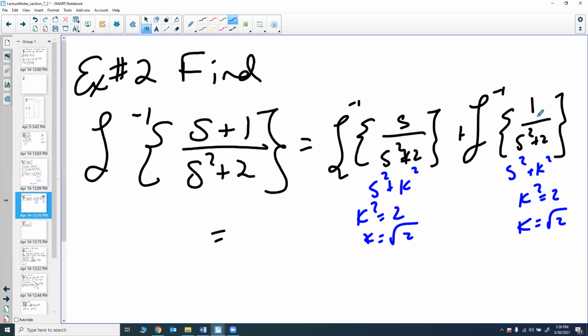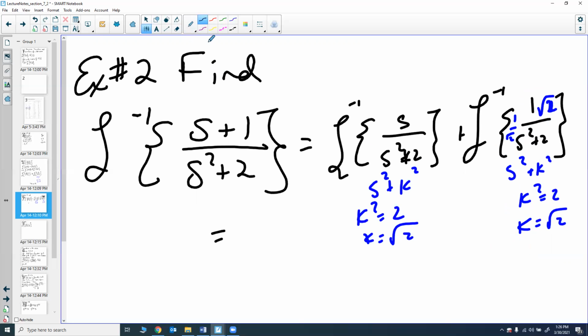We're good here. But one thing I notice is that it should have a k in the top, so I need to put a square root of 2 in the top. But if I put a square root of 2 in the top, I've just changed my problem. So I also need to put a square root of 2 in the bottom, so I don't change my problem.